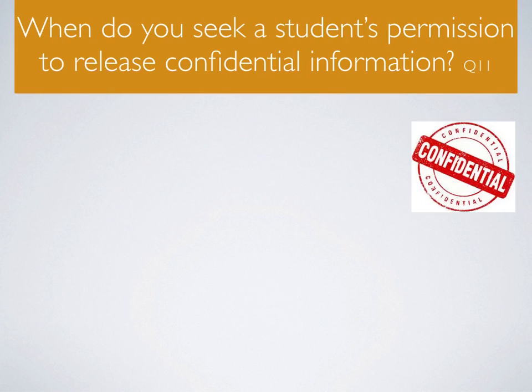When do you seek a student's permission to release confidential information? This is usually after a student has talked to you about something. A student might have talked to you about a health issue, or it might be a mandatory reporting issue, or an abuse issue, or something like that. And you have to seek their permission then to say, look, we have to involve other people in this. We have to take this further.